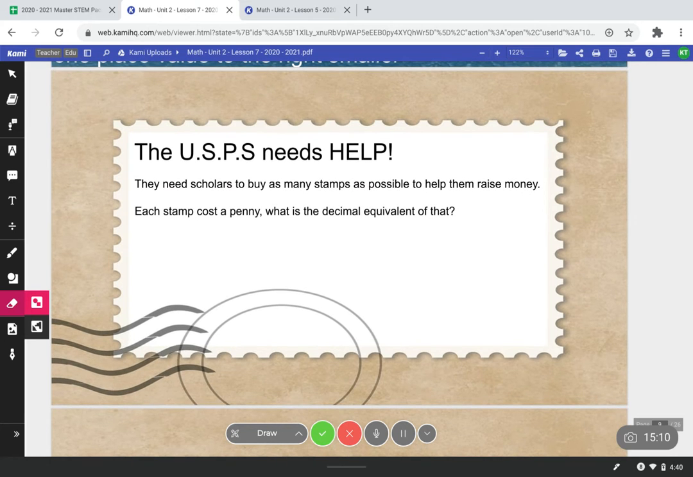Okay, now we got some fun practice problems. The USPS, United States Postal Service, needs help. They need scholars to buy as many stamps as possible to help them raise money. Each stamp costs a penny. What is the decimal equivalent of that?